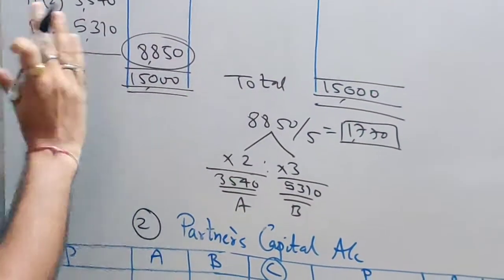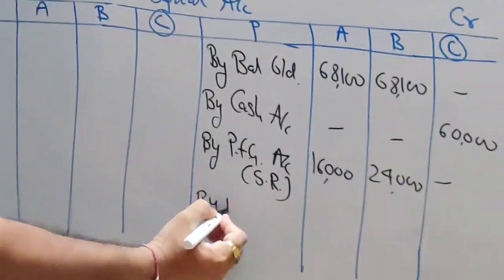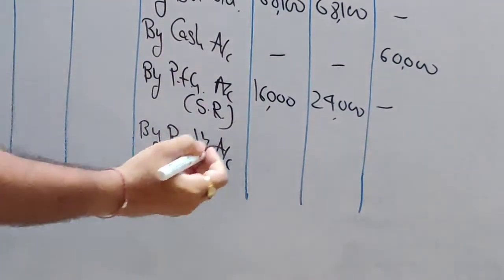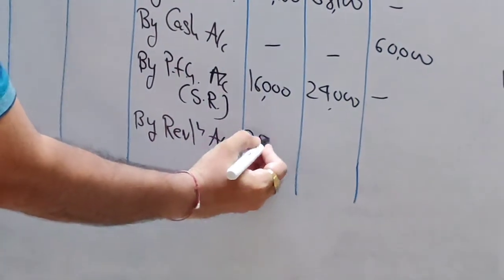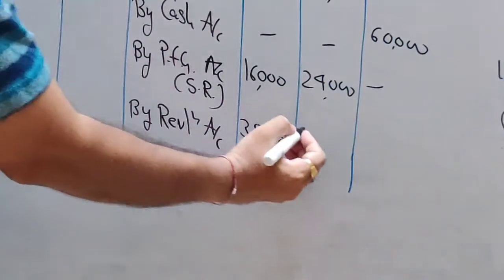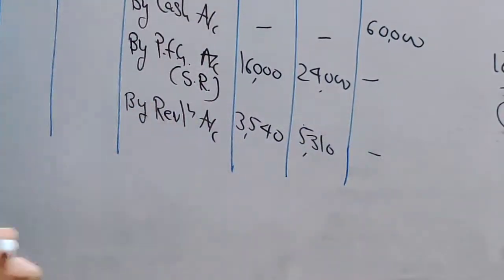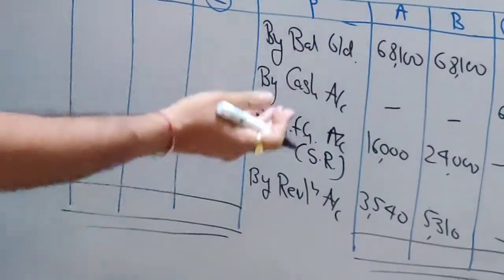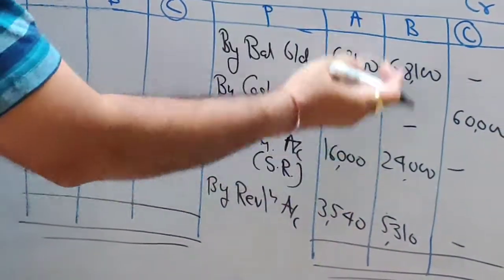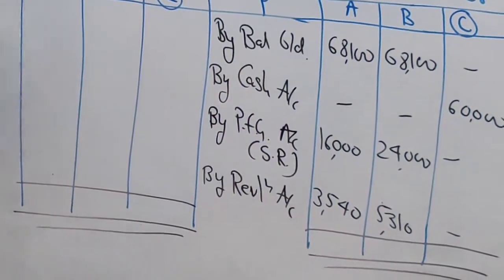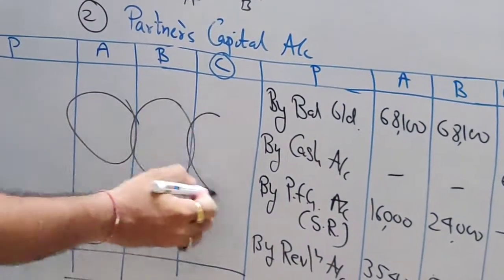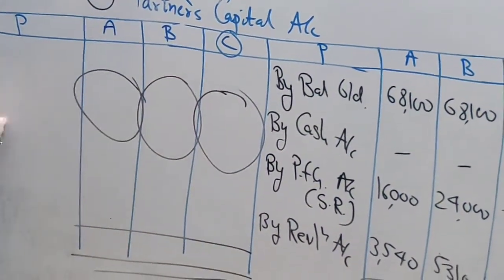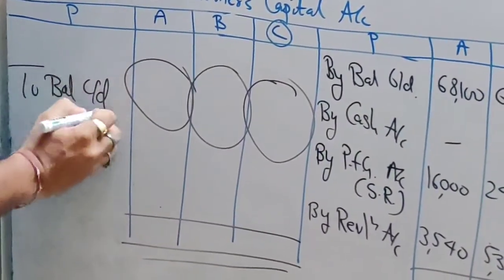Which side will you transfer it to? On the opposite side. So on the opposite side you will write by revaluation account and write the respective amount among the respective partners. A's amount in A's column and B's amount in B's column. Write the respective balance. Now total this account as well. It is obvious that your credit side total is greater. There is nothing on the debit side. So definitely this is the smaller side. I am going to write the difference over here as balance carried down.